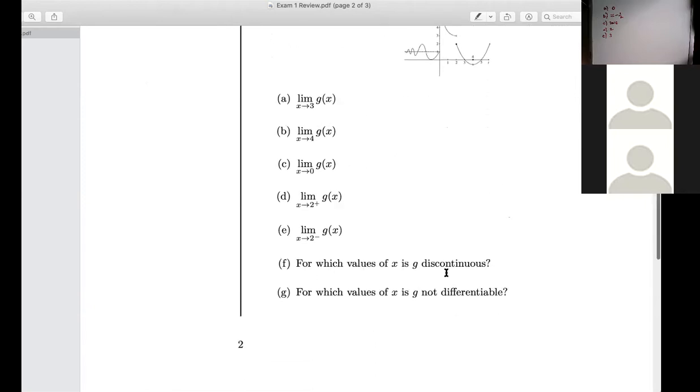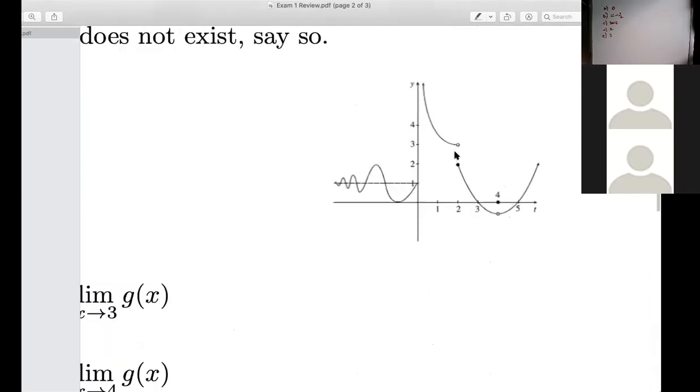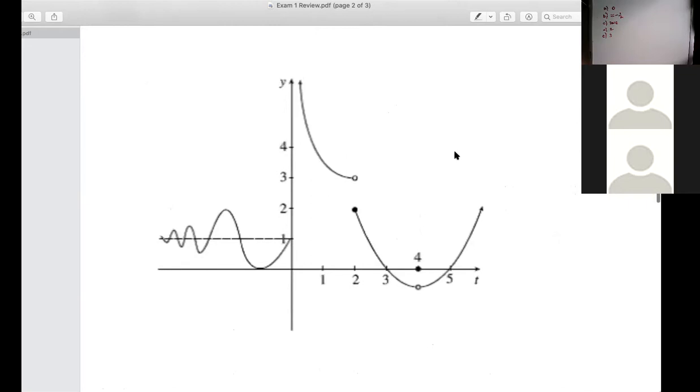Okay, so F and G are some important concepts in calculus as we move forward. We're asked about when the function is not continuous and or not differentiable. So continuous, we have a formal definition of continuity involving limits and function values. But when we have a graph like this, we can really just ask ourselves, could I draw this without picking up my pencil? And well, we could until we get to x equals 0.